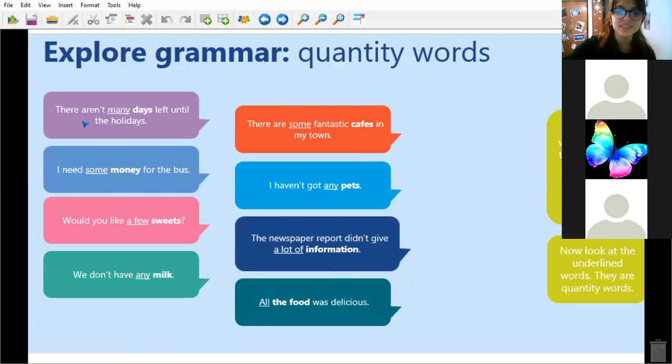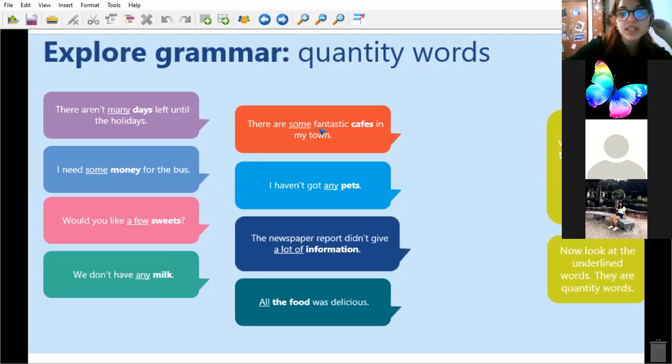Okay, I'll do it. This is very heavy. So, there aren't many days until the holidays. I need some money for the bus. Would you like a few sweets? We don't have any milk. There are some fantastic cafes in my town. I haven't got any pets. Newspaper report didn't give a lot of information. All the food was delicious.